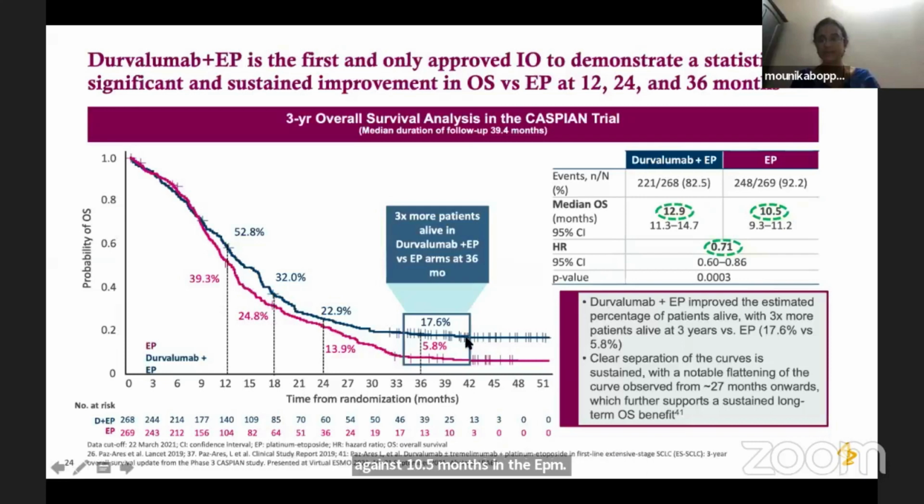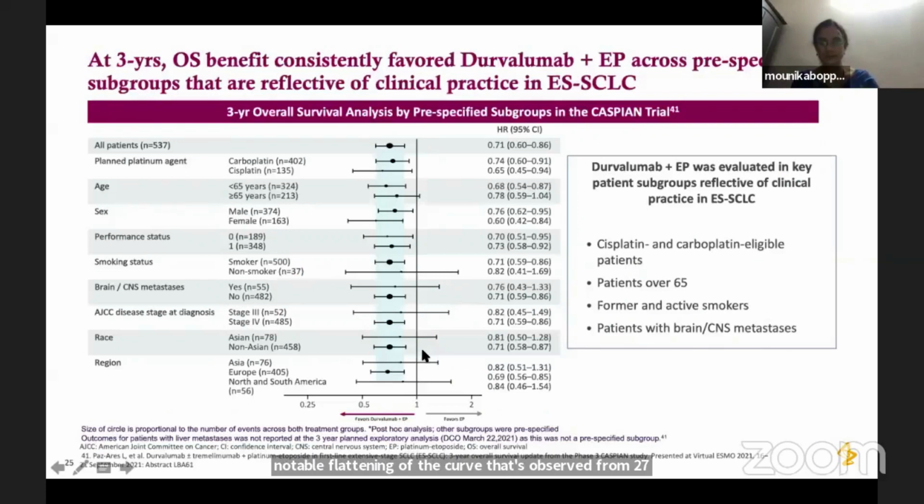So there's a clear separation of curves, and it's sustained, with a notable flattening of the curve observed from 27 months onwards, which further supports a sustained long-term overall survival benefit. At 3 years, the OS benefit consistently favored durvalumab plus EP across all the patient subgroups that are reflective of clinical practice in extensive stage small cell lung cancer, like performance status, smoking status, presence or absence of brain metastasis, AJCC stage at diagnosis, race, region.